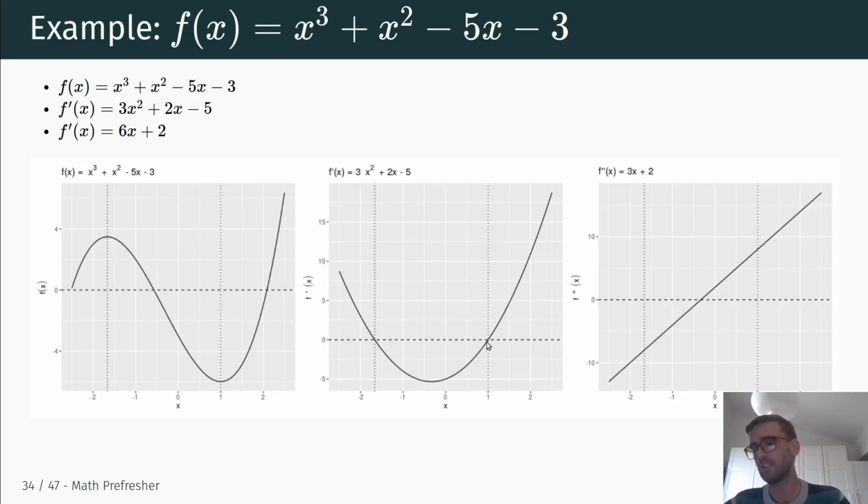The other critical point, on the other hand, here the second derivative at this point is larger than 0. It's larger than 0 because the first derivative is increasing. The slope of the first derivative is increasing. So in other words, in the original function, we have a case where the rate of change is becoming more positive, and therefore it must be a local minimum.